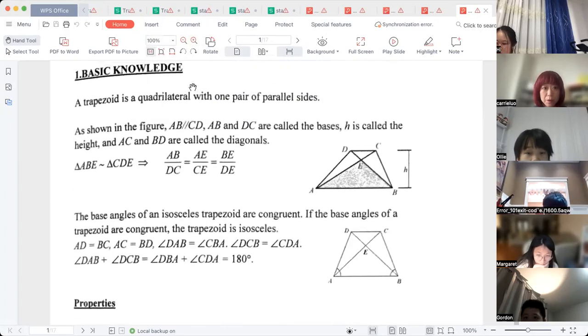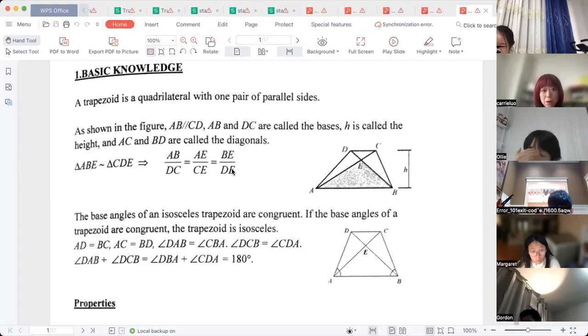Okay, so let's take a look at this one. We have a trapezoid. For the trapezoid, the most important thing is they have parallel lines, which are CD and AB. So CD and AB are parallel to each other, and AB and CD are called the bases. H is called the height, and the diagonals are AC and BD, right?